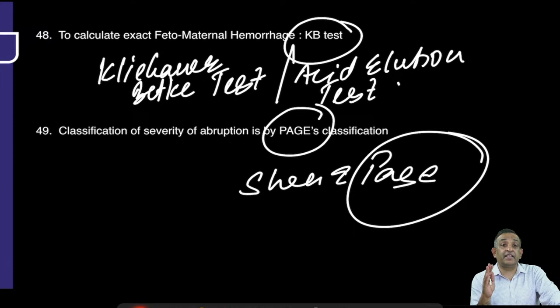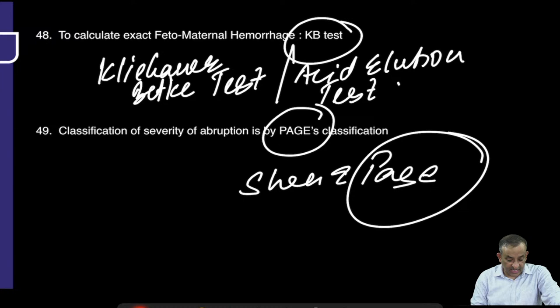Classification of abruption given by Scher and Page. The ABB test is done to find out whether it's maternal blood or fetal blood. And if it is fetal blood in a case of vasa previa, immediate cesarean section has to be done to save the baby. And then the Kleihauer-Betke test is to find out exactly how much fetal blood has gone to the maternal circulation. So a lot of names keep coming in exams. I'm sure you know about them. I'm just doing a quick revision for you guys.